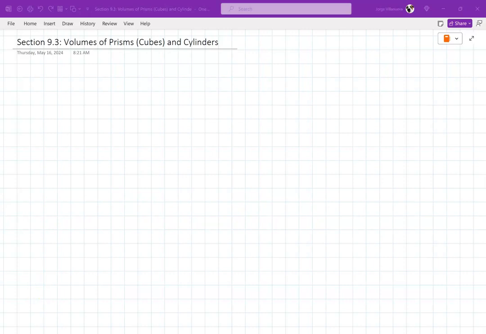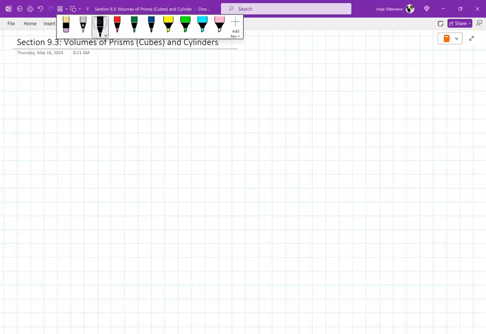All right. So today we're doing section 9.3, volumes of prisms and cylinders. Again, prisms can be considered cubes. That's what I like to call them. But sometimes in some math books they prefer to call them prisms. Okay? So what is the volume of a prism? So let's write that down first.